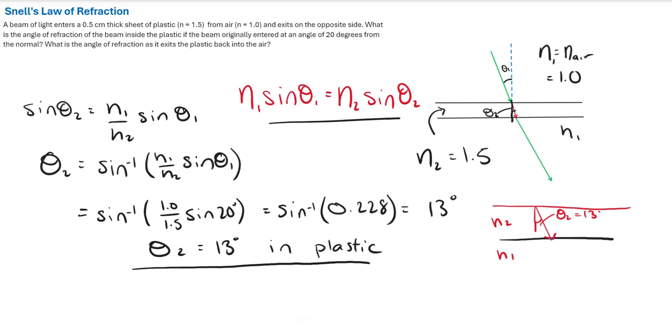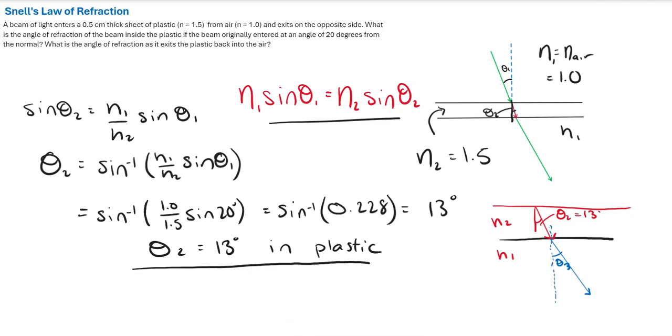Now we have our beam of light leaving the plastic and going back into air. So it's going to be refracted again. So now our light is displaced a little bit, so it moved within this plastic. And now we have a new normal line here. So what we're looking for is this angle here. We'll call this theta 3, since this is the third angle we're dealing with.